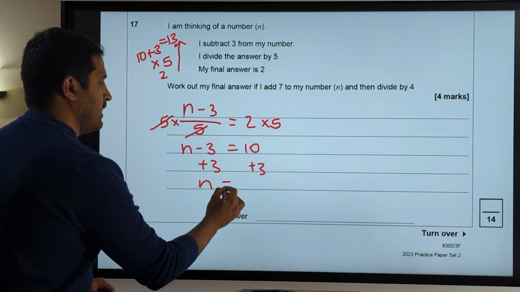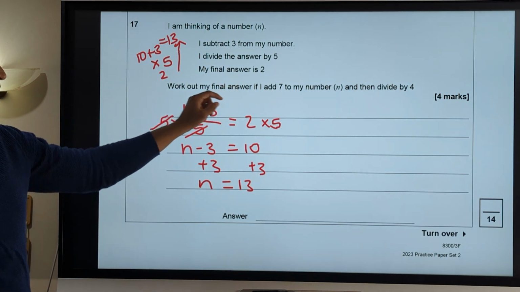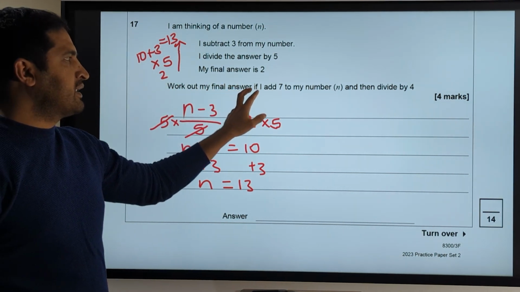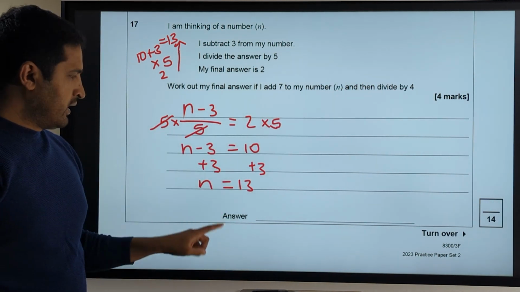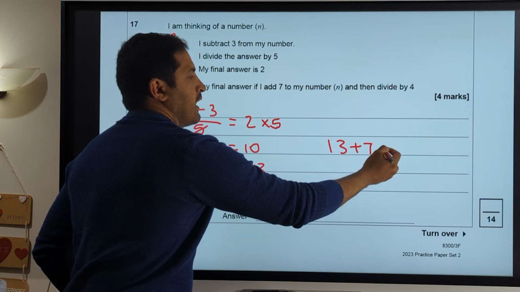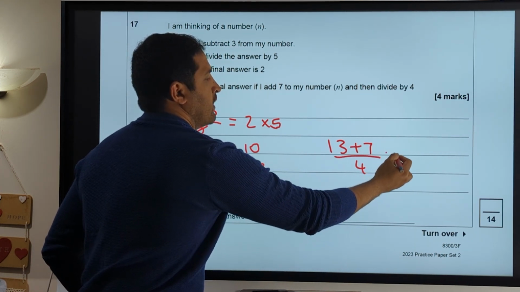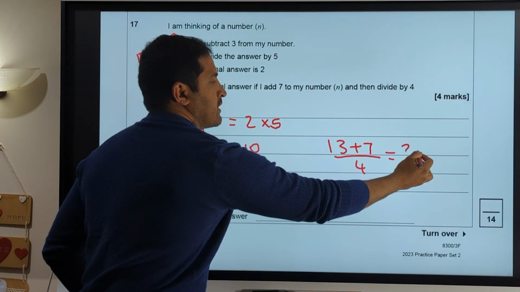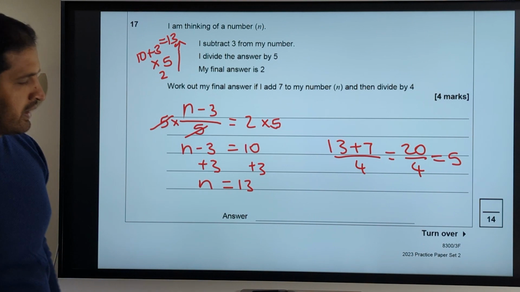That gives you n equal to 13. So that's the number I was thinking of, but that's not the question. Work out my final answer if I add 7 to my number and then divide it by 4. So I need to add 7 to 13 and then divide it by 4. So 13 add 7 is 20, divided by 4 gives you 5. So that's my final answer there.